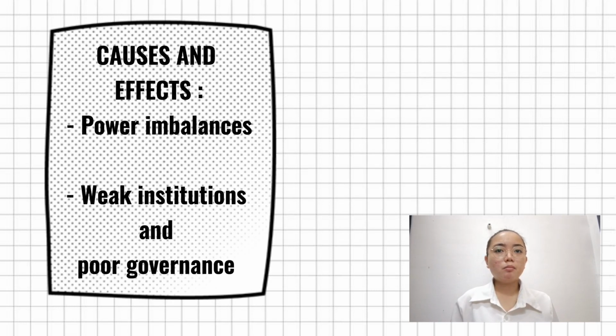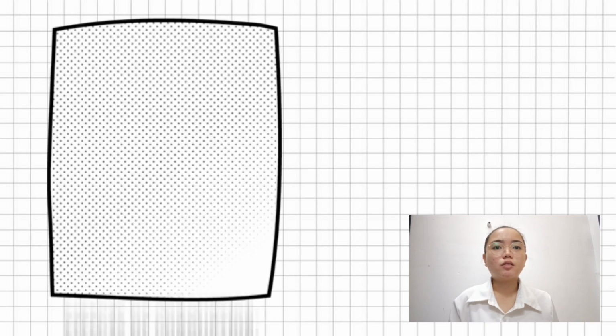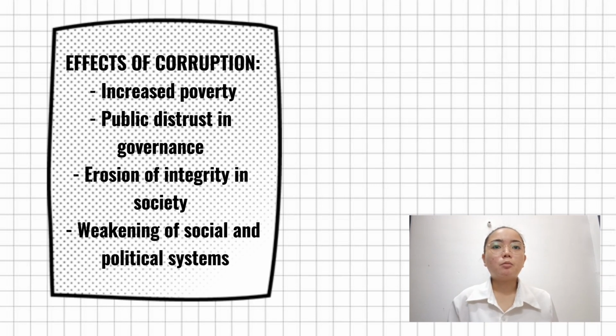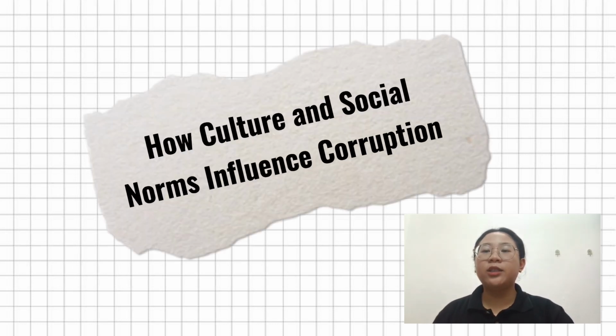Corruption often stems from power imbalance and weak institutions. Its effects include poverty, public distrust in government, and the erosion of integrity in society, ultimately weakening both social and political systems. Next, I will talk about how culture shapes our understanding of corruption.